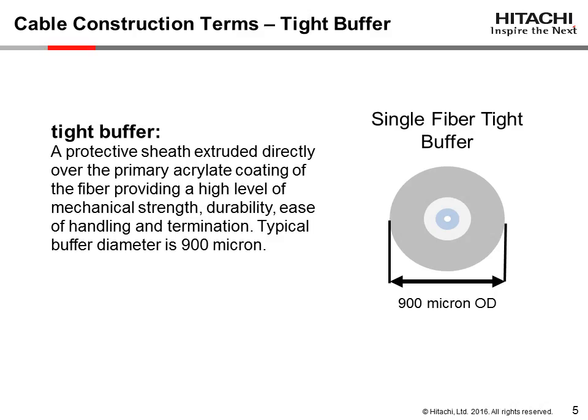Typical tight buffer diameter is 900 micron. Tight buffered fibers, like loose tube strands, are color-coded to allow for easy identification. Tight buffered cables are intended to be field terminated. The tight buffer sheath allows for this type of on-site handling, as you might expect in a campus network application.